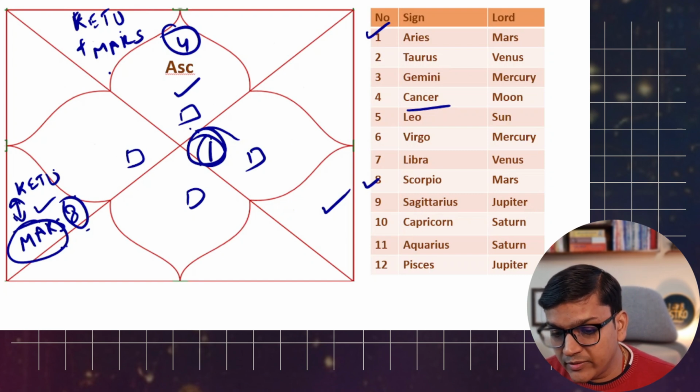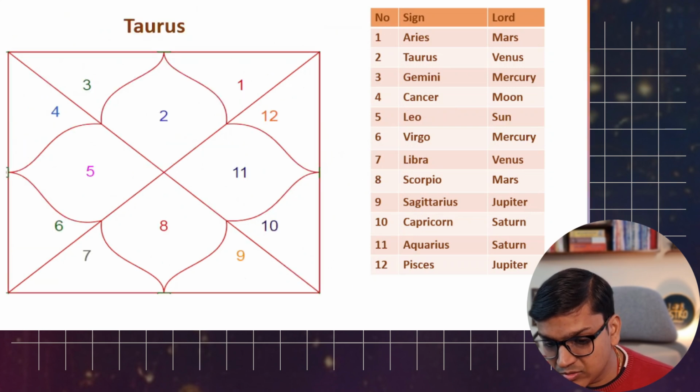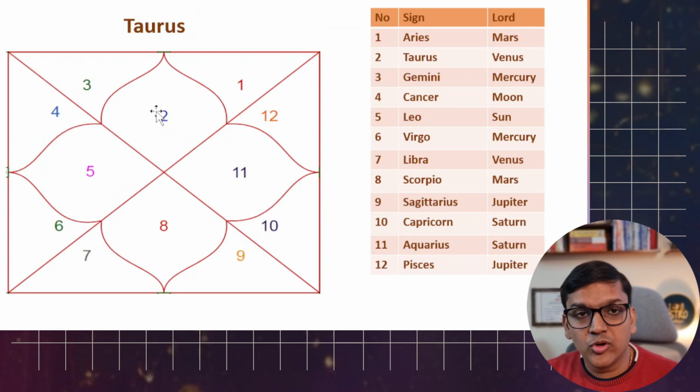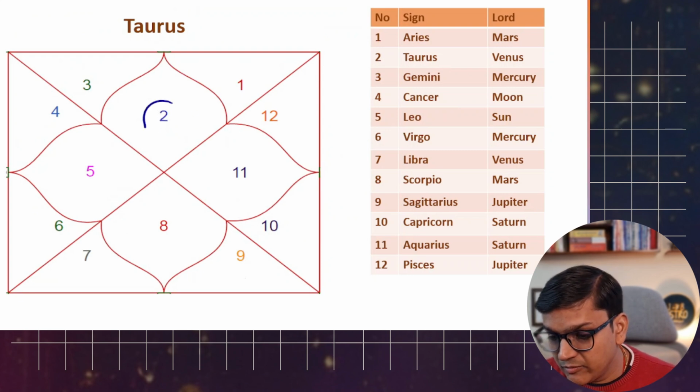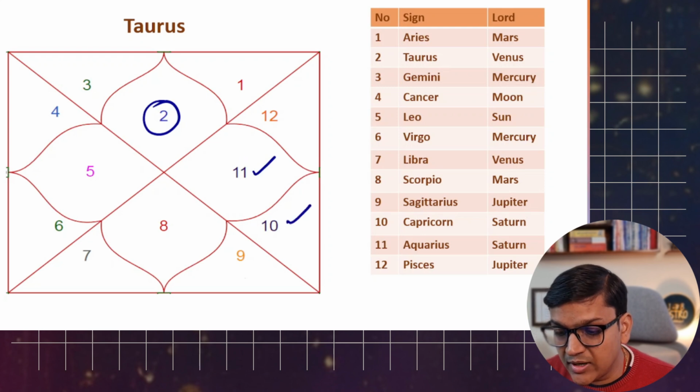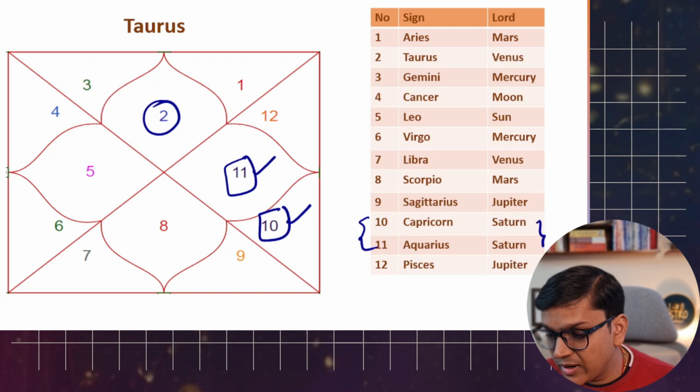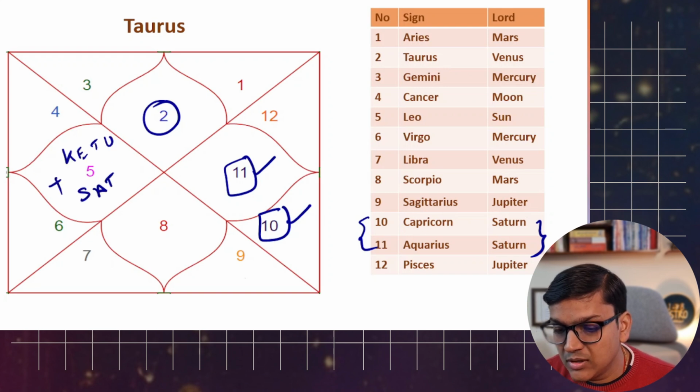Here if I can take example of any particular ascendant, I'll take example of Taurus ascendant. Here Venus is the lord of this particular ascendant, and if you see, this particular house is a center house and it's a trine house. Both of these houses, 10 and 11 number, are governed by planet Saturn. So if Saturn is placed in any house with Ketu, suppose in the 4th house Ketu was sitting with Saturn, then it's a Rajyog.